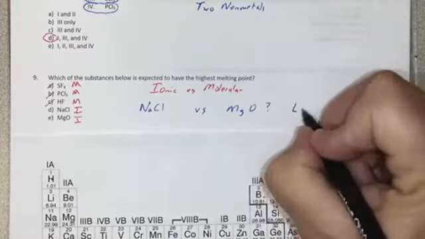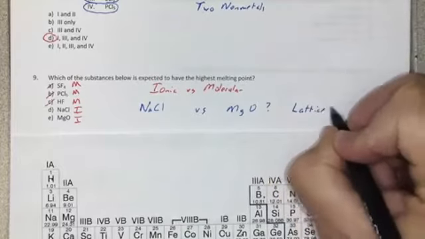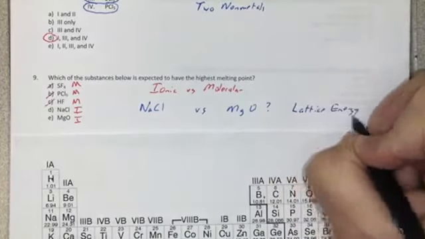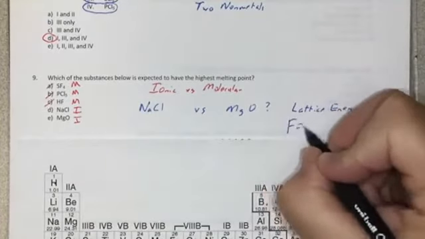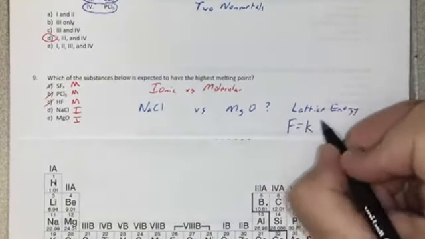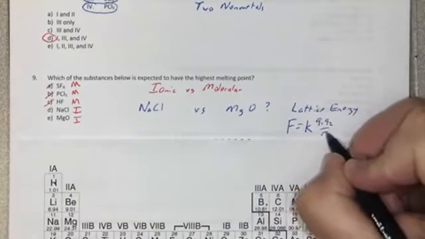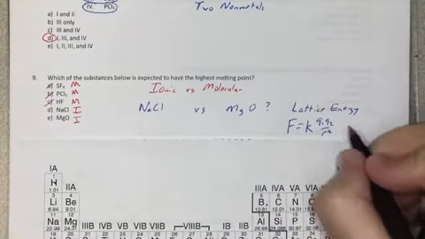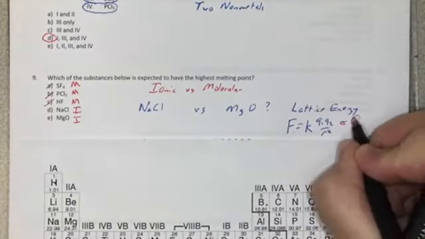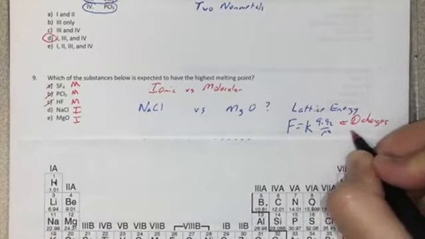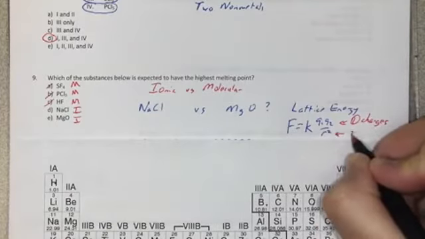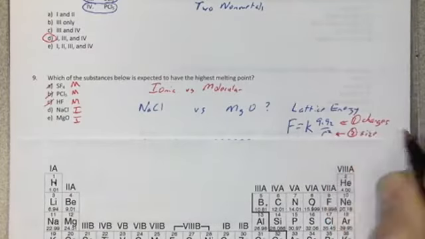You choose between those by looking at lattice energy. For lattice energy, we're going to use Coulomb's law, where we have to consider two things. Coulomb's law: the force of attraction is equal to a proportionality constant times Q1 Q2 over R squared. In the numerator, you're looking at the charges of the ions, and in the denominator, because R represents the distance between the two nuclei, you're looking at the size of the ions.